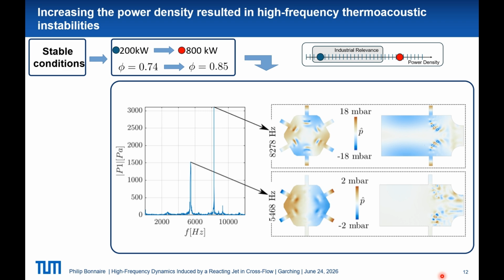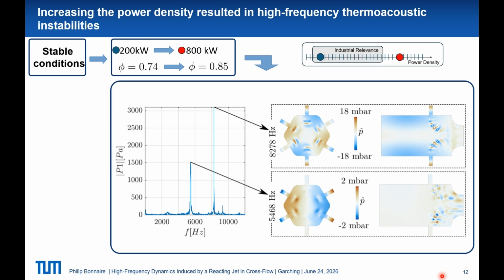So first of all, we had stable conditions, around about 200 kilowatts. And then we ramped it up to 800 kilowatts just by increasing the mass flow rate and also increasing the equivalence ratio. And then we had nice thermoacoustic instabilities. I have to admit that we put the power density out of a window which we call of industrial relevance. So this is important to notice.